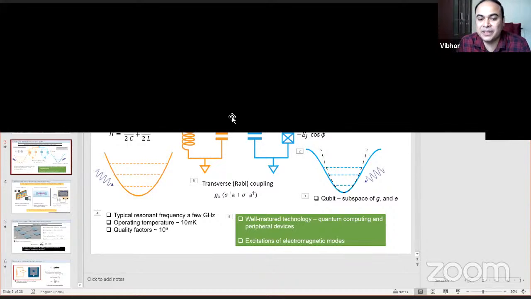But the idea would be the same, that eventually you should design the system in a way that it's the field operator that comes in a product. Okay, and then when you quantize it, it will become a transverse Rabi coupling. So the answer to the first question is yes, you can design systems with tunable transverse coupling. But what I showed you here, that's not the answer.